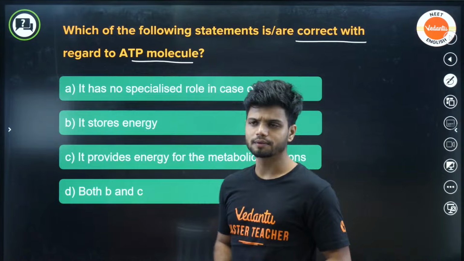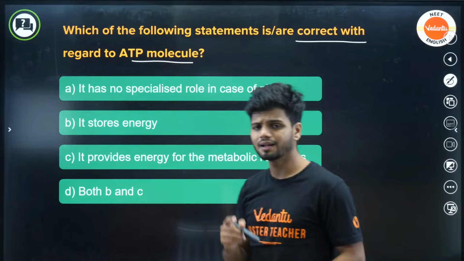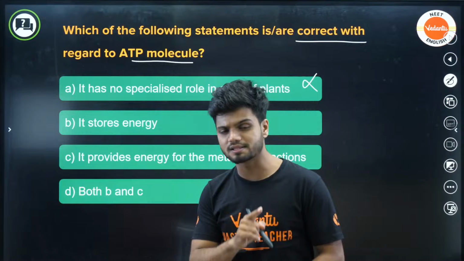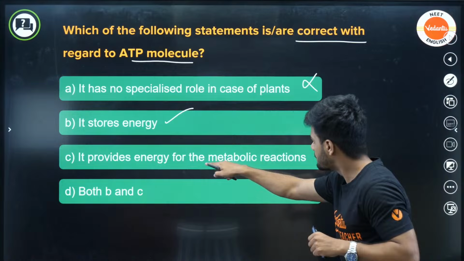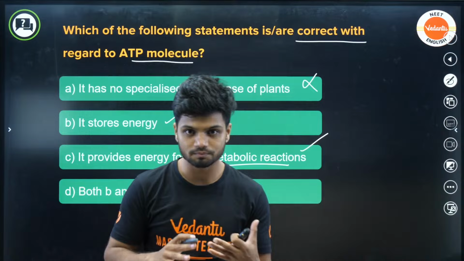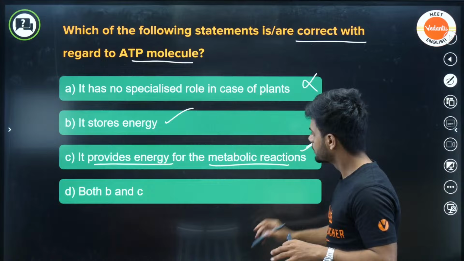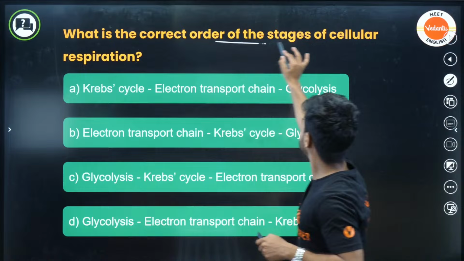The time's up. Students, does it have no specialized role in the case of plants? That is a wrong statement. We know in the case of plants, ATP also plays a very crucial role in capturing energy. It stores energy, yes sir, it is correct. It provides energy for the metabolic reactions, yes. Every single stored energy is in the form of ATP whenever there is a requirement. For example, if the plant has to do transportation, every single process requires energy. Yes, this is also correct. So the answer is D, both B and C are correct. Next question. What is the correct order of stages of cellular respiration?